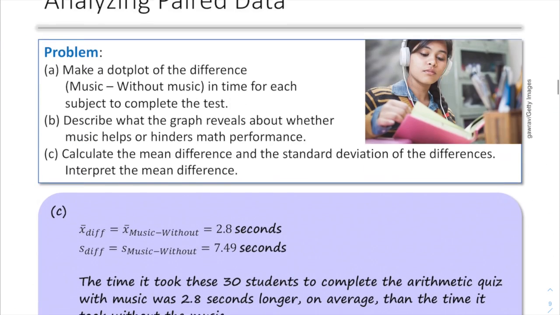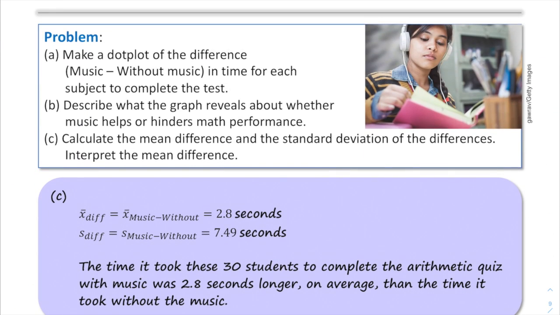Calculate the mean difference and the standard deviation. So, X bar diff, that means music minus without, so you got to make sure your subtraction is in the correct order. And then your standard deviation, remember, you're having to add their variances. So what was it?